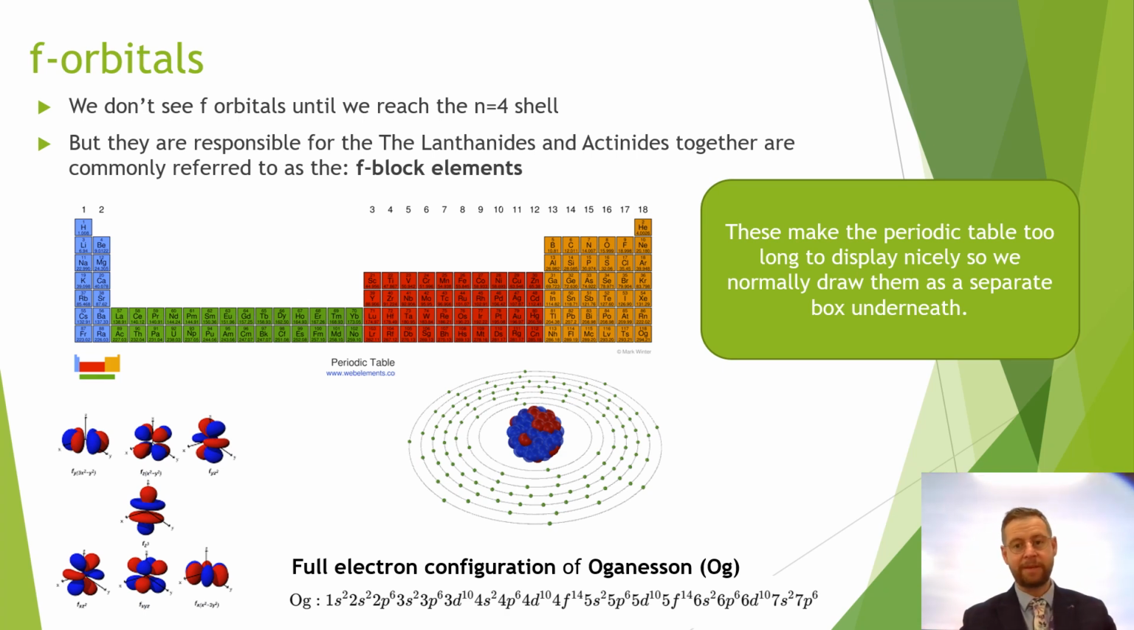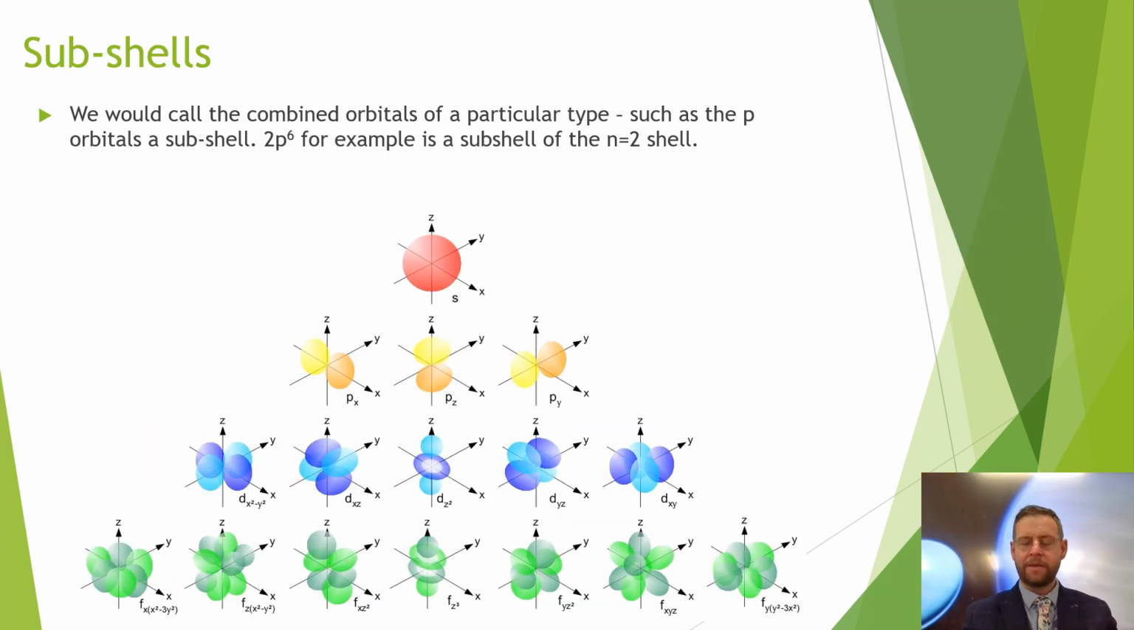Now, you will not be expected to remember all of that, but you will be expected to know all the way into the d orbital electron configuration. Now, you may have heard me refer to the word subshell there. I just want to be clear what I mean by that. Everything at n equals 1 is part of the n equals 1 shell.